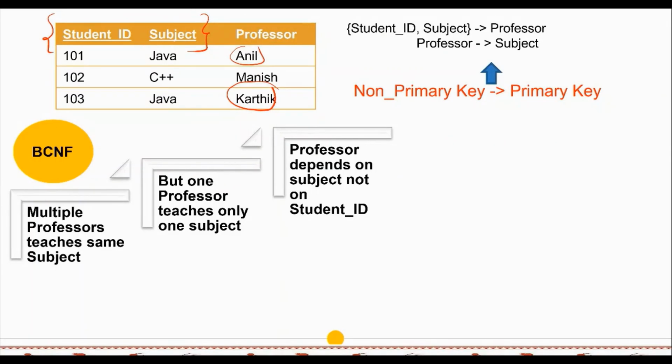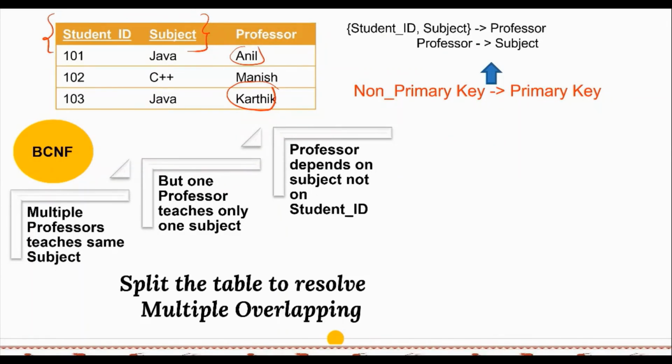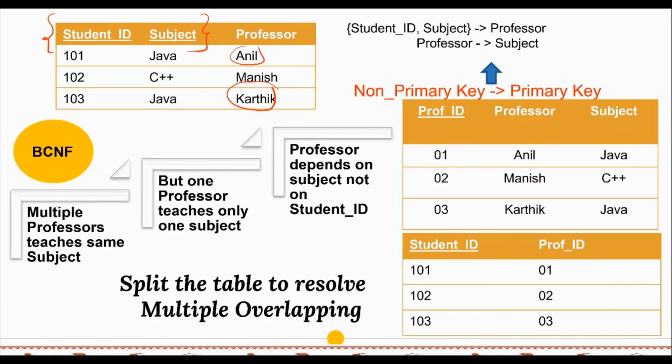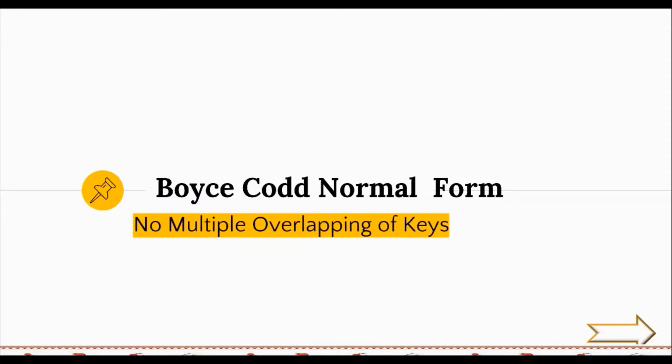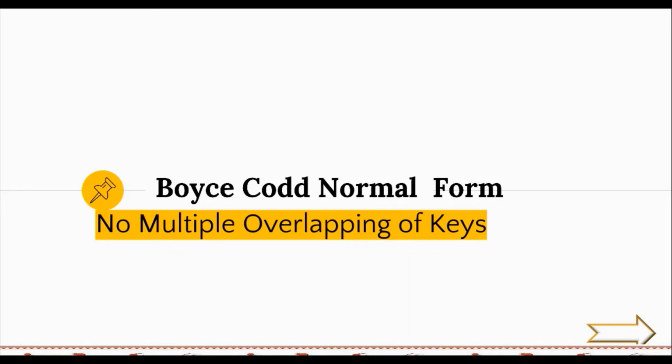In this case, we divide the table to resolve the multiple overlapping. We get two tables, and we create one more primary key called professor ID, and we divide them into two tables. So professor ID, professor, subject, and student ID and professor ID. This we call Boyce Codd normal form. Boyce Codd normal form means no multiple overlapping of keys. It is also known as 3.5 normal form.